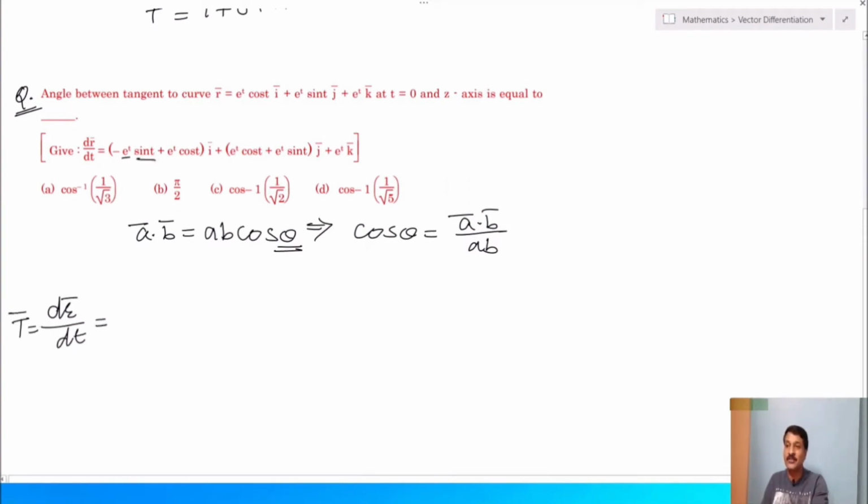It is 1. Sin 0 is 0. E raised to 0 is 1. Cos 0 is 1. So 0 plus 1, I am getting i only. Now e raised to t, it is g. E raised to t means e raised to 0, I am getting here 1. Cos 0 is 1. Sin 0 is 0. So again here plus j plus e raised to 0, that is plus 2.